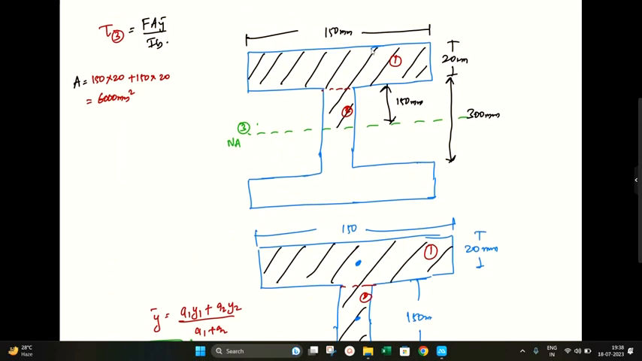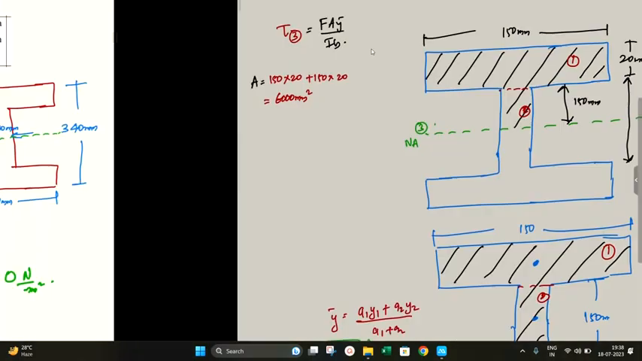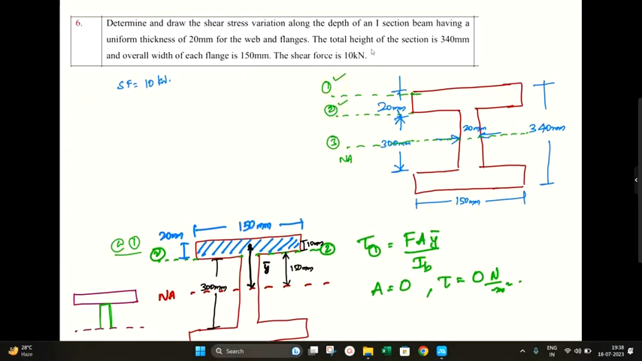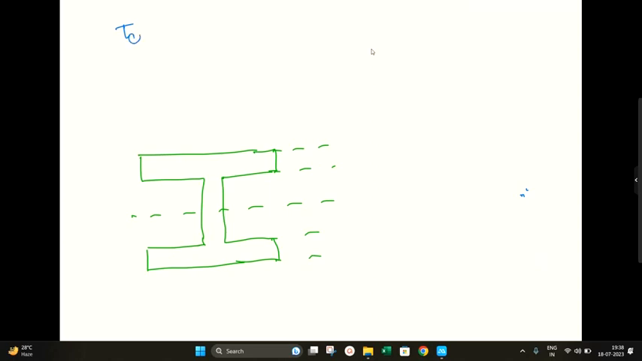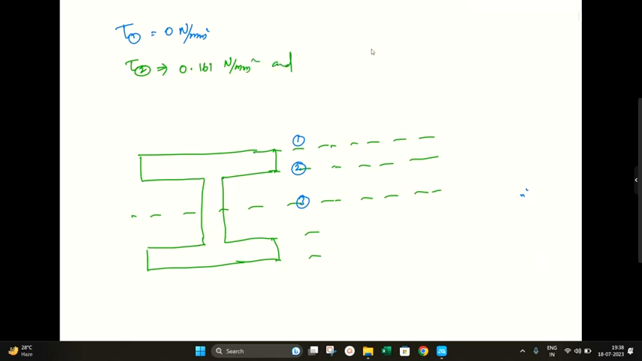So now we have obtained the value for the shear stress at level 3, that is at the neutral axis, and at 1 and at 2. I obtained the shear stress at 1, I take it as tau 1, as 0 Newton per mm square. That is, 1 is over here, 2 is over here, and 3 is over here. If I draw the variation, I have two values, that is 0.161 Newton per mm square and 1.21 Newton per mm square.